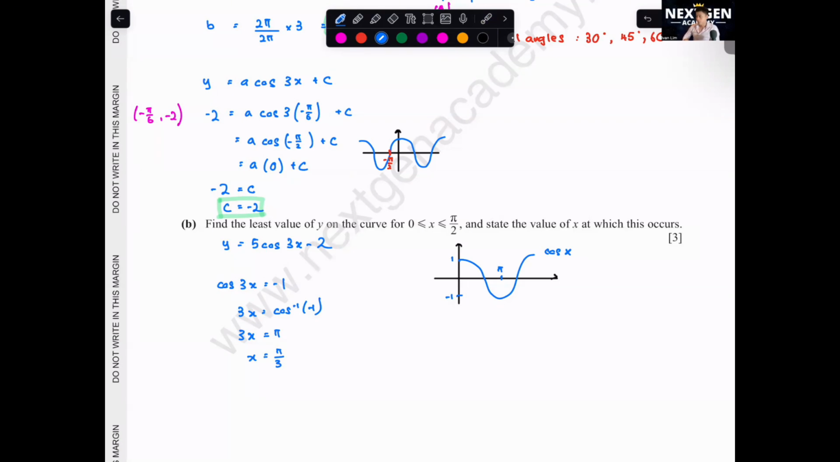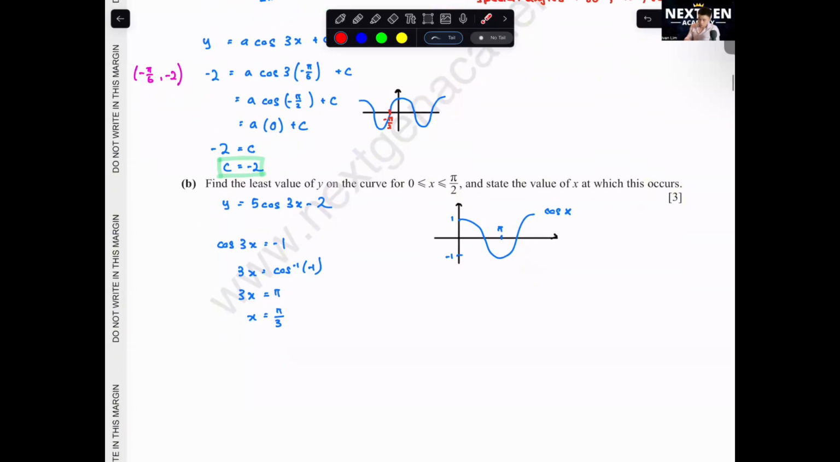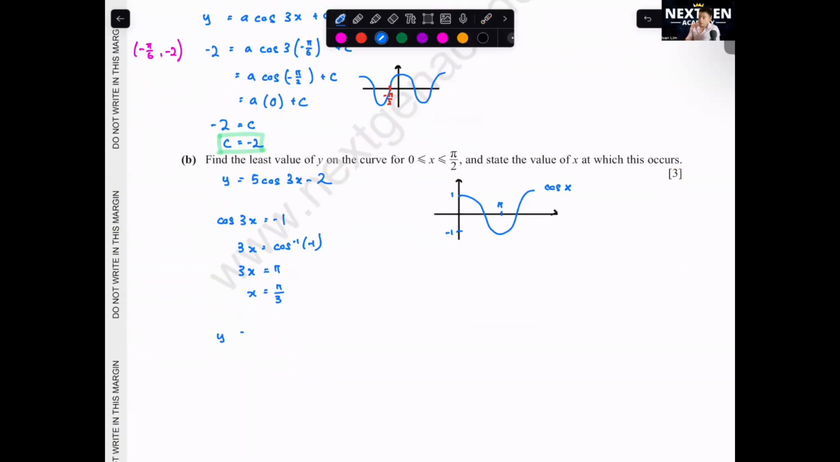This will be our working. And then from here, how do we get the y value? They say state the value of x at which this occurs, find the least value, and then find the least value of y. To find the least value of y, you can just do 5 cos 3 pi over 3 minus 2. This part here will be equal to negative 1. Why is cos 3x equal to negative 1? Because the minimum value occurs at negative 1, according to the graph. You see it?